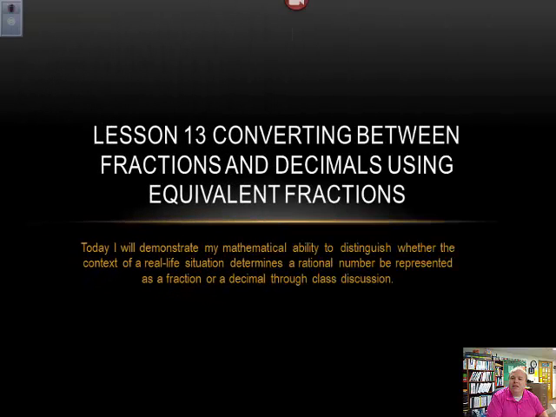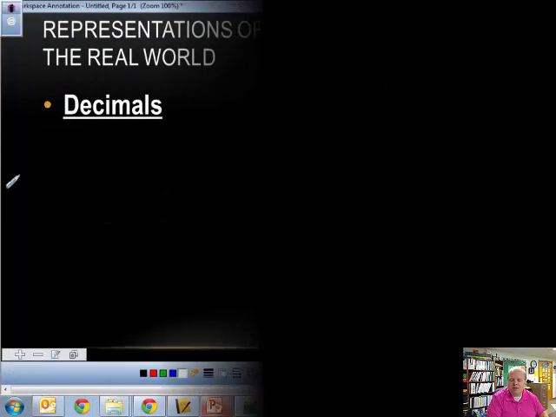Your lesson for today is lesson 13. We're going to be converting between fractions and decimals, and we're going to do that by using equivalent fractions today. Your objective today: I will demonstrate my mathematical ability to distinguish whether the context of a real-life situation determines if a rational number is represented as a fraction or decimal through class discussion. Let's go ahead and get started.